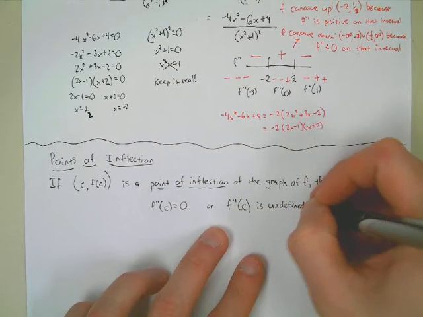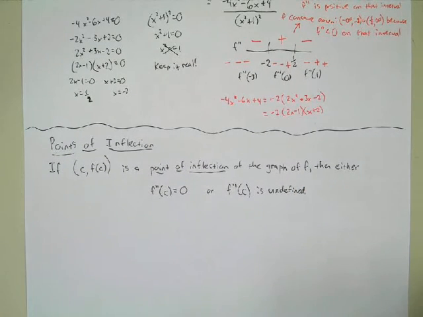Okay? This is kind of like that relative extrema, like a relative maximum or relative minimum. If a point is a relative maximum or relative minimum of the graph of f, then either f prime equals 0 or f prime is undefined. Here, if something is a point of inflection, then the second derivative must either equal 0 there or be undefined there. But not every time the second derivative equals 0 or is undefined do we necessarily have a point of inflection.